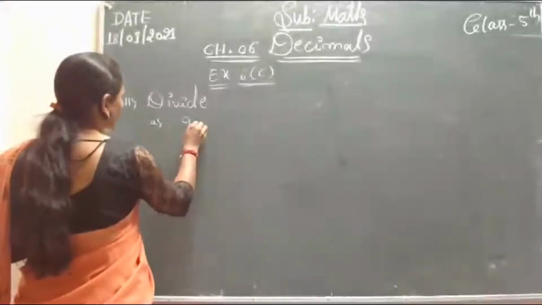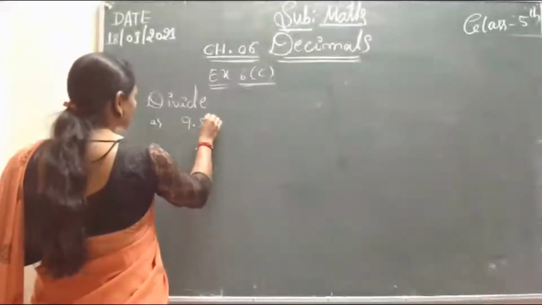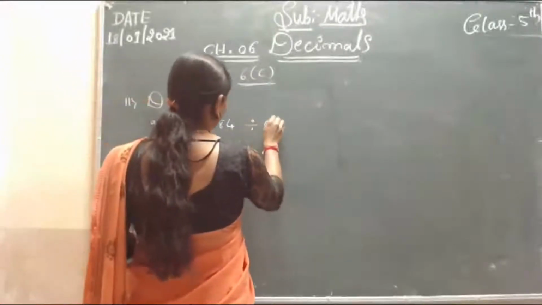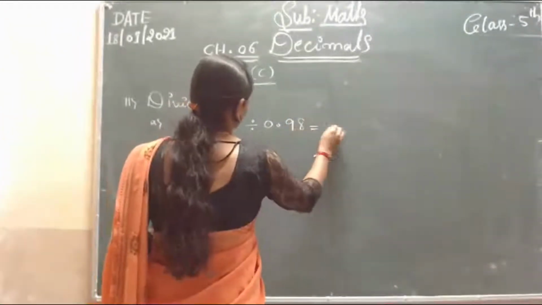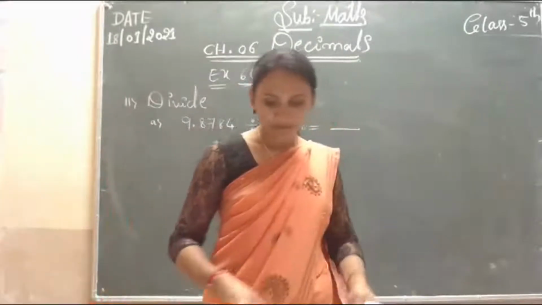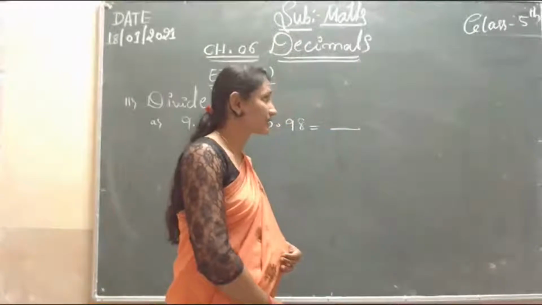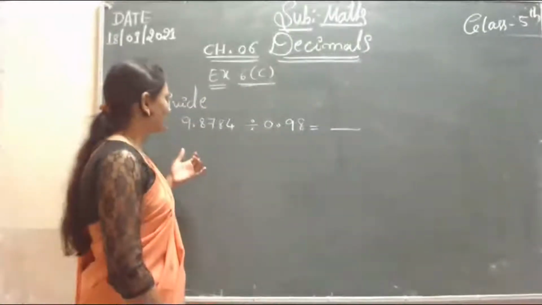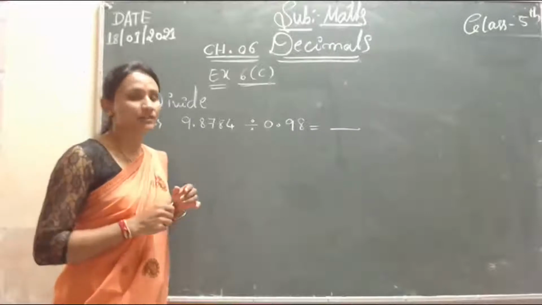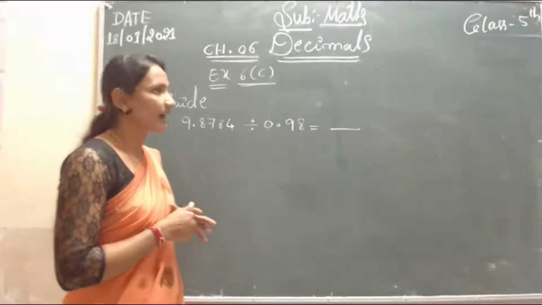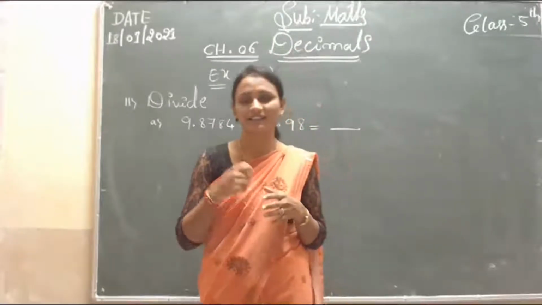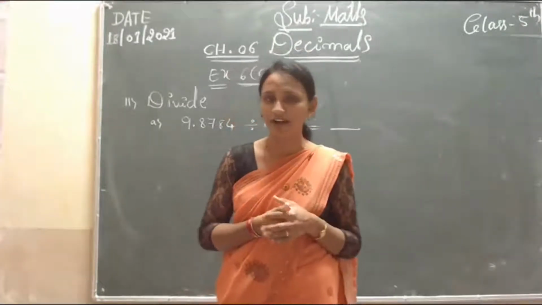9.8784 divided by 0.98. What is the answer? Students, can you observe: 9.8784 divided by 0.98. These are the dividend and the divisor. You will use the decimal points. How do you solve this division?